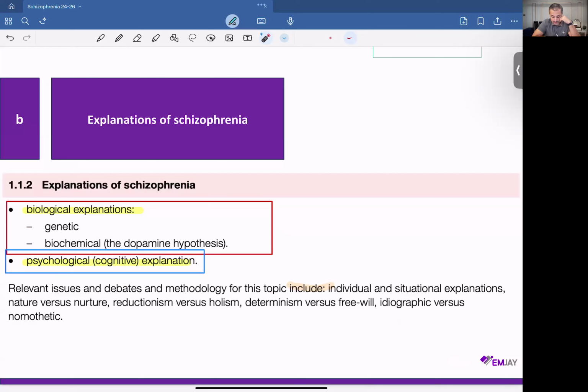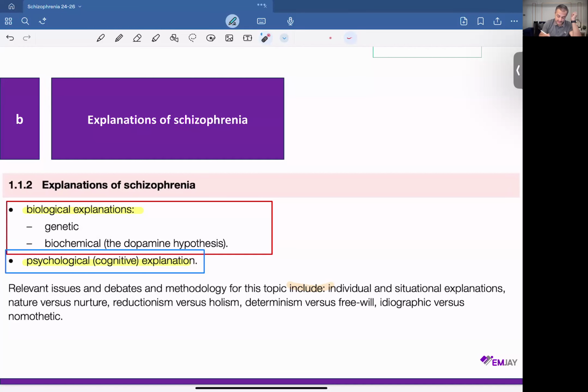Just to bring to your notice here that we do not have any key study, nor do we have any example study mentioned over here. However, there are certain reference studies that we did study while we were covering biological explanation. And there's a reference study conducted by Frith, that we'd be studying under the heading of the cognitive explanation too.